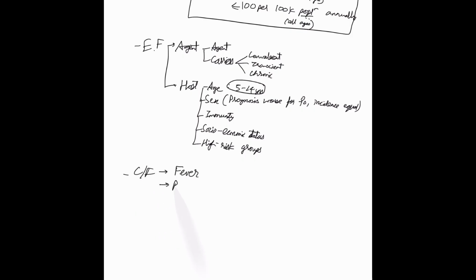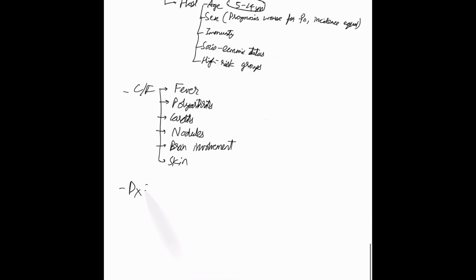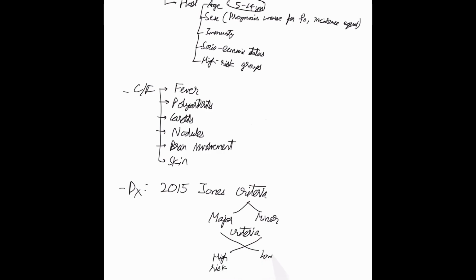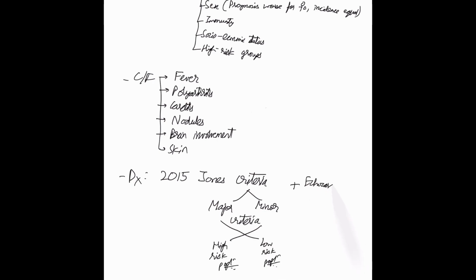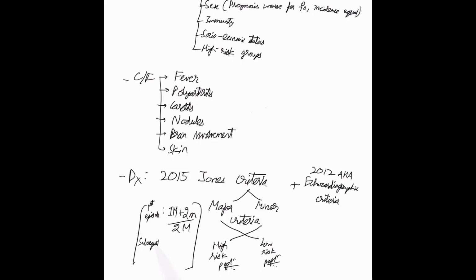Then clinical features range from fever, polyarthritis, carditis, nodules, brain involvement, and skin. So diagnosis is done according to the 2015 Jones criteria, in which there are major and minor criteria, and each is separately defined for high risk and low risk populations, along with the 2012 AHA echocardiographic criteria to grade and diagnose based on echocardiography.